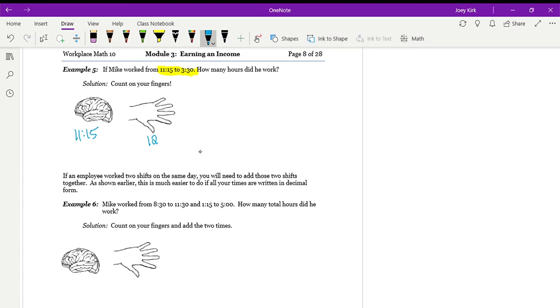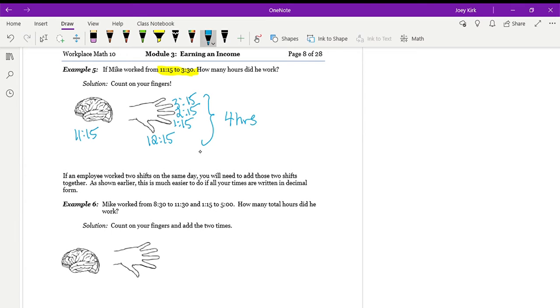So first hour is to 12:15. Second hour would be to 1:15. Third hour, 2:15. Fourth hour, 3:15. Now we have to stop here because he worked till 3:30. So we can't count anymore. So this is our 4 hours for sure.